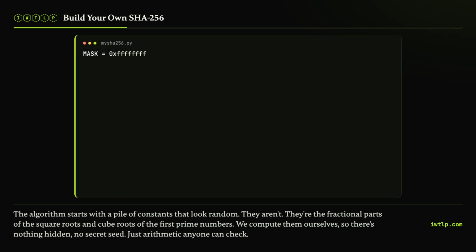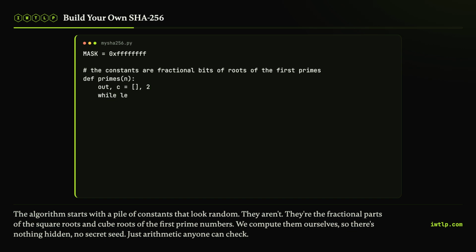The algorithm starts with a pile of constants that look random. They aren't. They are the fractional parts of the square roots and cube roots of the first prime numbers. We compute them ourselves, so there's nothing hidden, no secret seed. Just arithmetic. Anyone can check.